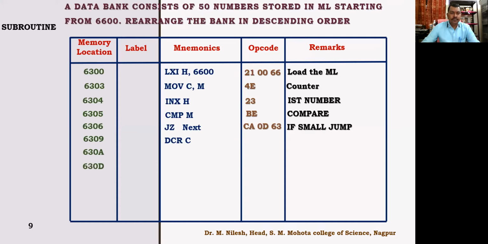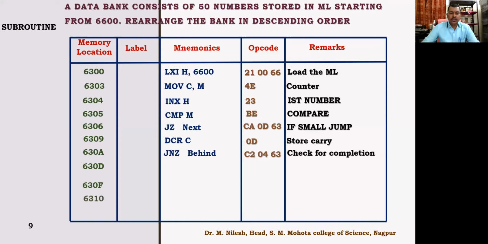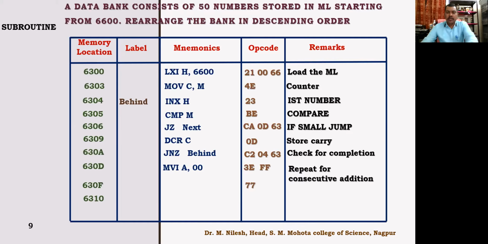If it is zero, then decrement count, and then jump if not zero behind, and then we check for completion and move A, MBI FF. So it is not written over there. It should be FF, right? Yeah, in the opcodes we have written it correctly: 3E FF 77, and the last instruction is C9. That is the return instruction.